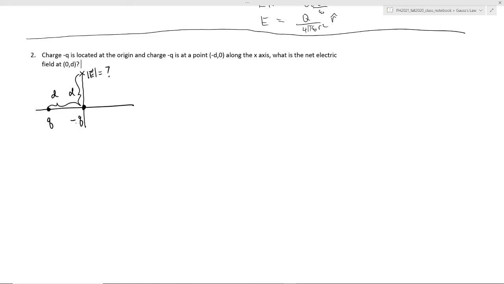Okay, so how do you approach this? Well, the first thing that I would recommend is to draw yourself a picture. I was a little disappointed not to see more cartoons of what's going on.